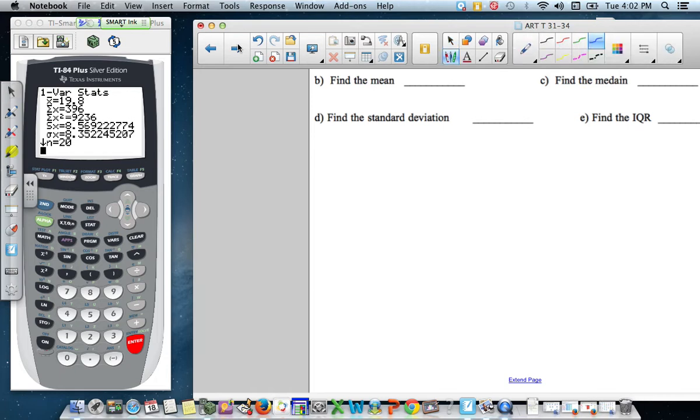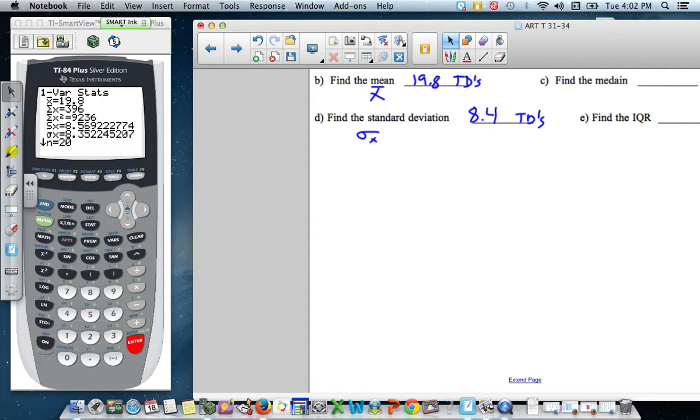So as I look at that, the mean is the top one, the x-bar, the X with the line over it. So that is 19.8 touchdowns. That means the average number of touchdowns in this data is 19.8. The standard deviation is this one. And it says round to the nearest tenth, so that would be 8.4 touchdowns.